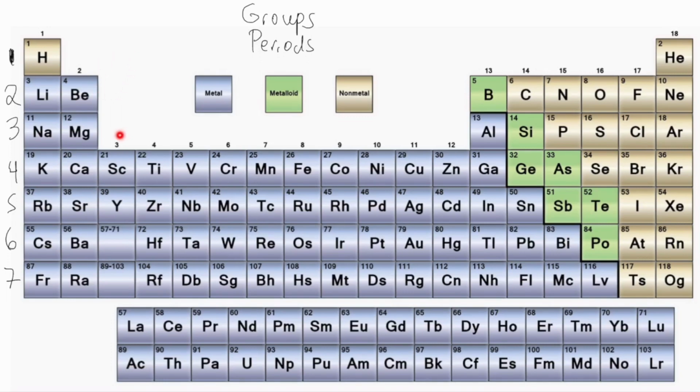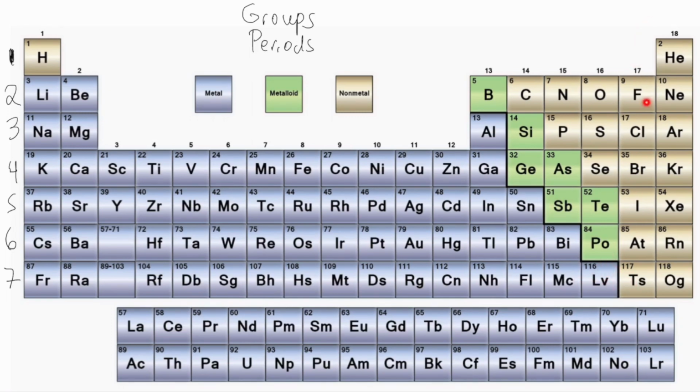The elements between groups 3 through 12 are called the transition metals, and as their name indicates, they are transitional in character between the more vigorously reactive metals from groups 1 and 2 and the less vigorously reactive metals from groups 13, 14, 15, and 16.